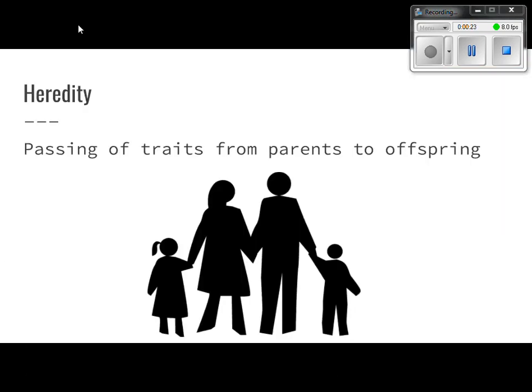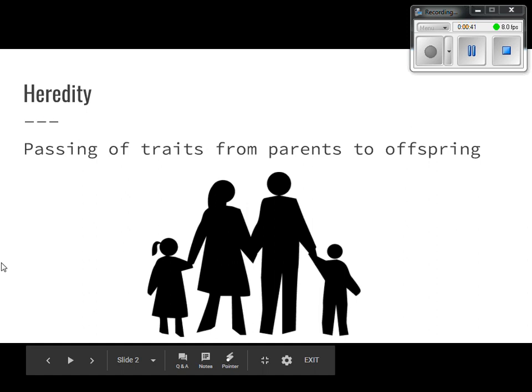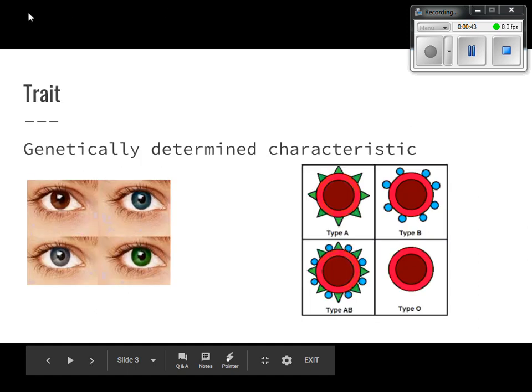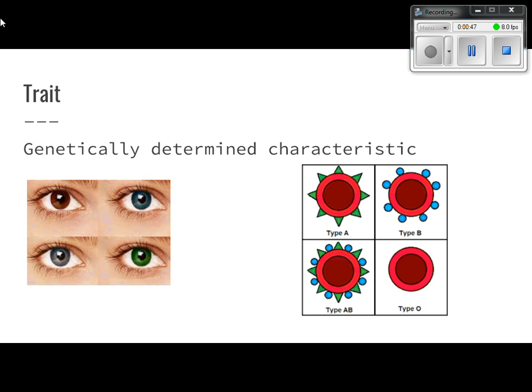The first word I want to talk about is heredity. Heredity is the passing of traits from parents to offspring. So how do traits get passed along from one generation to the next? How do you get different things from your parents, such as eye color, hair color, things like that? In order to really understand this definition, you need to understand what the word trait means. A trait is a genetically determined characteristic.